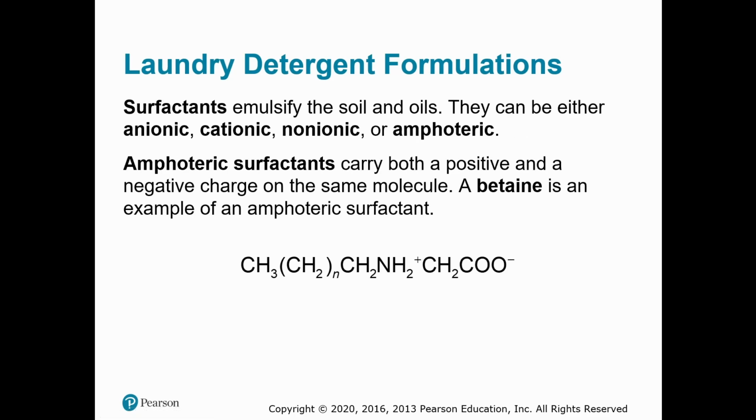Surfactants emulsify the soil and oils. They can be either anionic with a negative charge, cationic with a positive charge, non-ionic with no charge, or amphoteric with multiple charges. Amphoteric surfactants are zwitterions. They carry both a positive and negative charge. For example, betaine has a nitrogen with a positive charge as well as an oxygen with a negative charge. This allows them to react with a more diverse variety of chemicals.